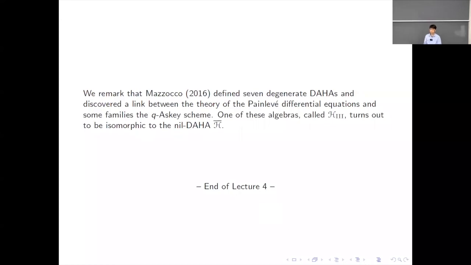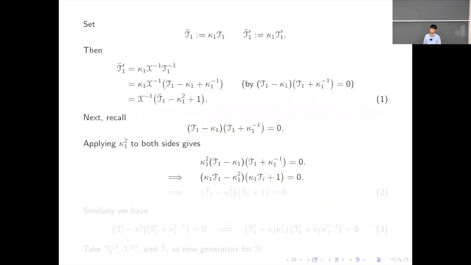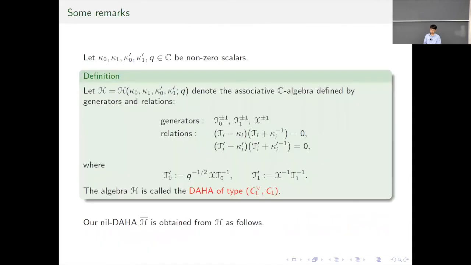Go backwards and go through the list of the Mazoka variations of the DAHA and see if they correspond to any good q-polynomial, right? So she had the list of 7 variations of the DAHA. Can you start with any of those variations and go backwards and try to find the graph?